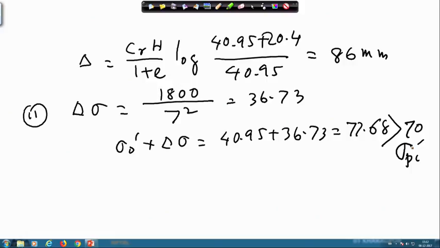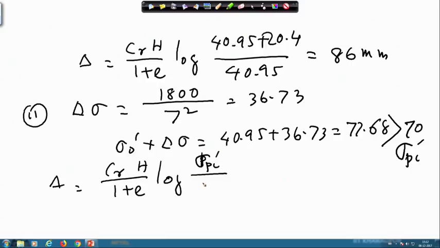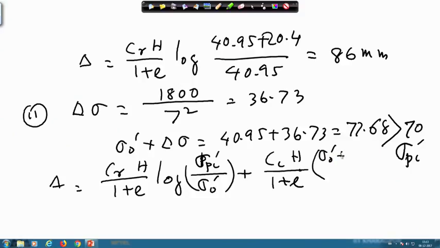So, we have to use two formulas, that means delta equal to CR into H by 1 plus E log sigma PC dash by sigma naught dash, plus Cc into H by 1 plus E, and this will be your log of sigma naught dash plus delta sigma by sigma PC dash.